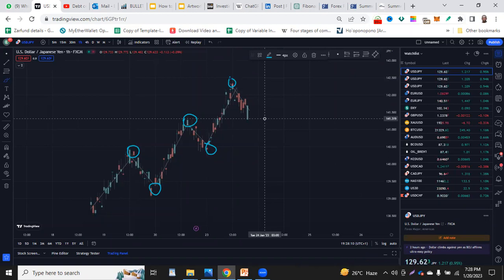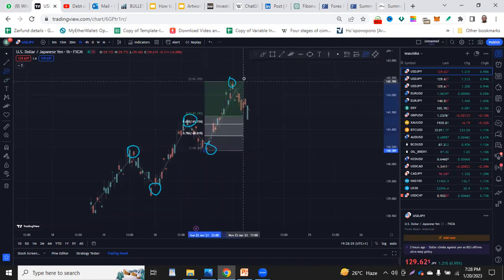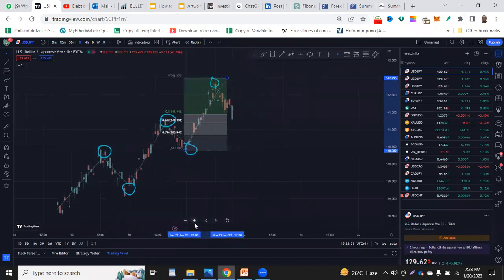But then that's where Fibonacci helps you. Where do I enter? I already know that I'm going to buy. I already know that this is a buy. So where do I enter now? That's where you take your Fibonacci tool. You take your Fibonacci retracement, you place it here, and then you draw it to this top here. Let's zoom it out, make it bigger.